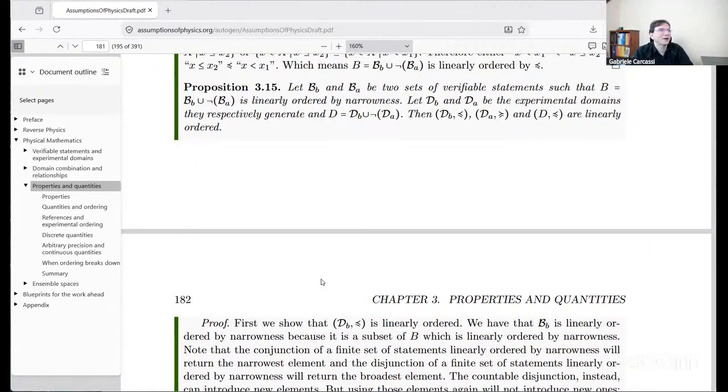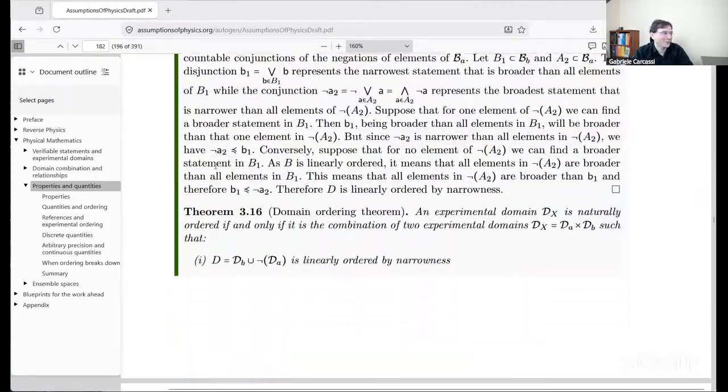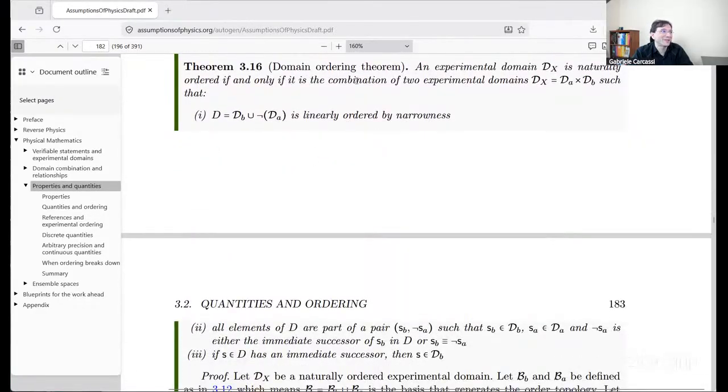Now we don't start with knowing what the ordering here is. We don't have a domain, we're going to construct it. We just have two sets of verifiable statements such that if we take one with the negation of the other, these are linearly ordered. And then we show that these generate two domains that are linearly ordered. We're going to skip the proof, and then there's the main result, which is this.